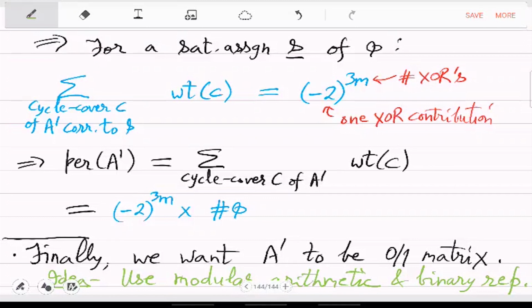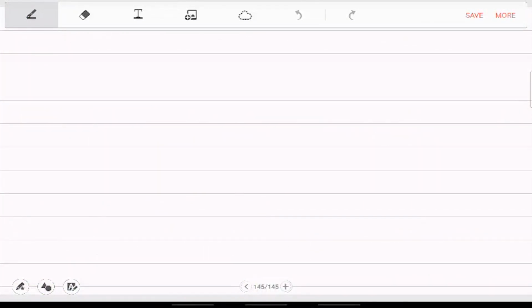Okay, so let's finish this implementation. It's not difficult. What we did till now, that was the hard part. This is actually simple. So the point is that if you look at the absolute value of permanent A prime, that is less than 2 raised to 3m was a factor, and the other was the number of satisfying assignments, that is 2 raised to n.